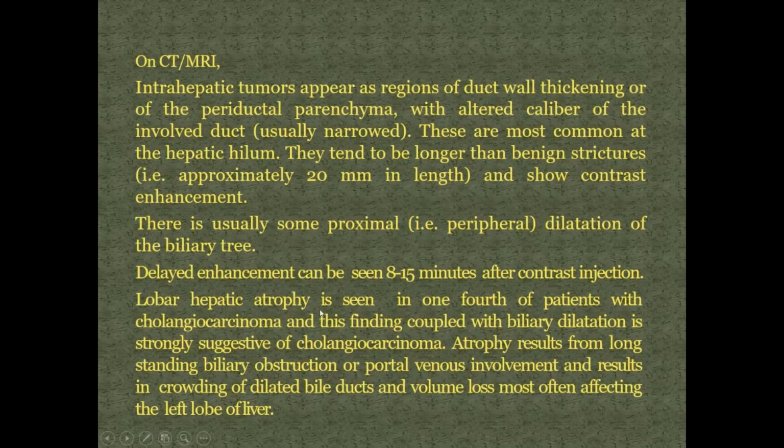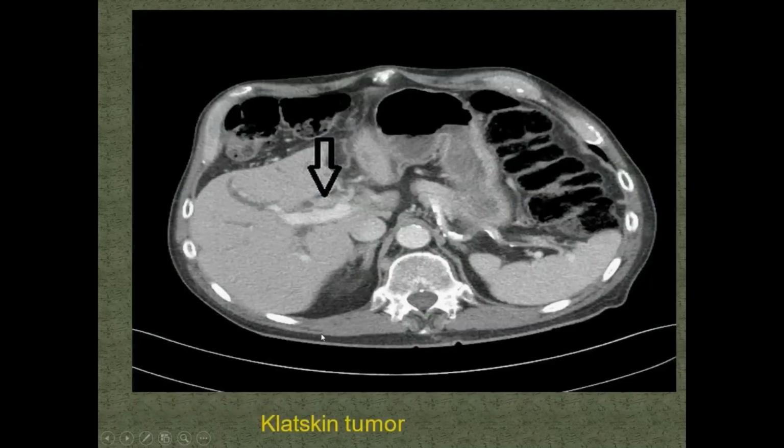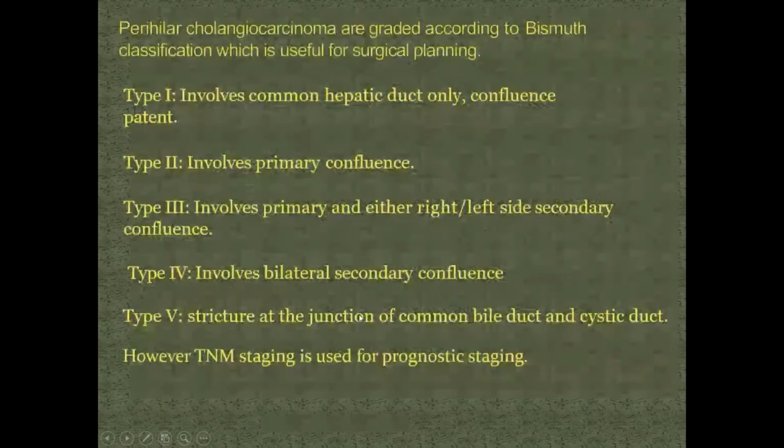Lobar hepatic atrophy is commonly seen in patients, and this finding coupled with biliary dilatation is strongly suggestive of cholangiocarcinoma. Atrophy is usually due to long-standing biliary obstruction, but may be due to portal venous involvement, and usually there will be crowded dilated bile ducts in the atrophic hepatic segment, most commonly in the left lobe. So this is an enhancing tumor in the hepatic hilum, which is a classical tumor in contrast.